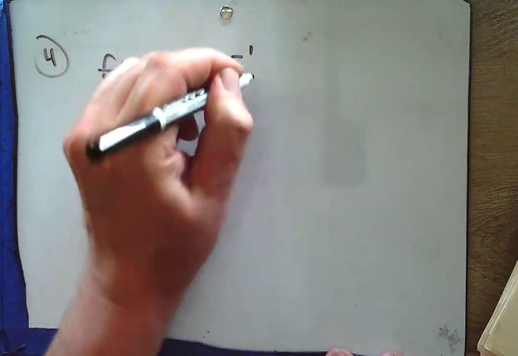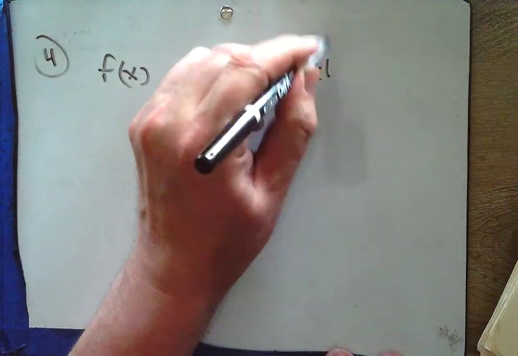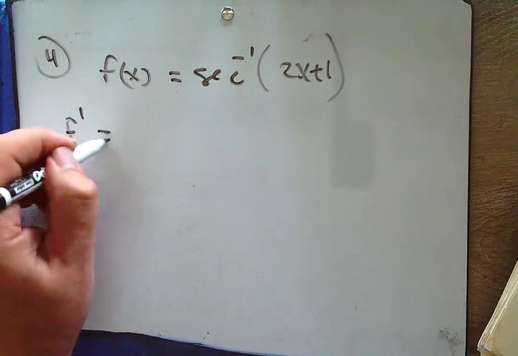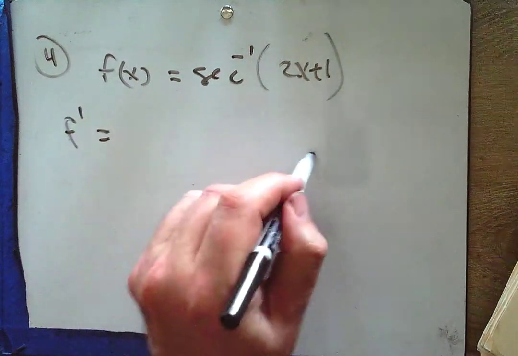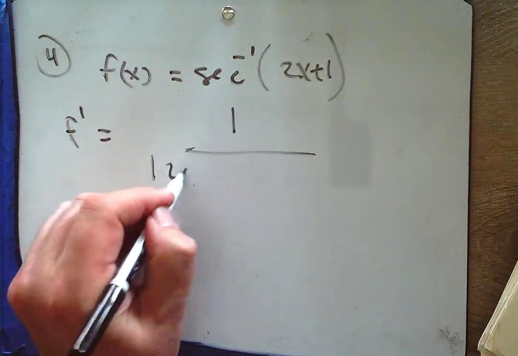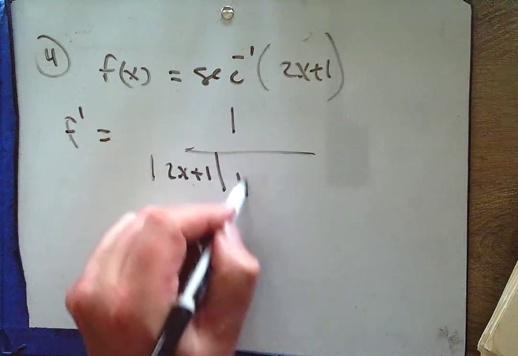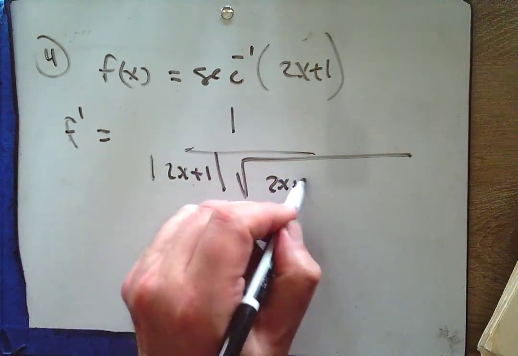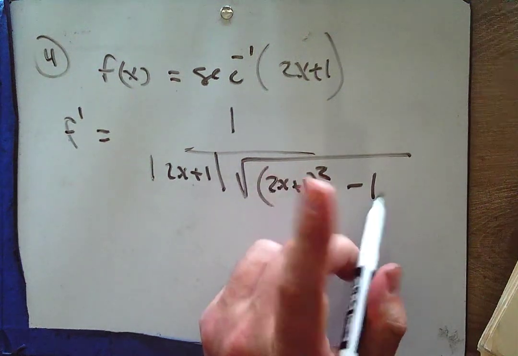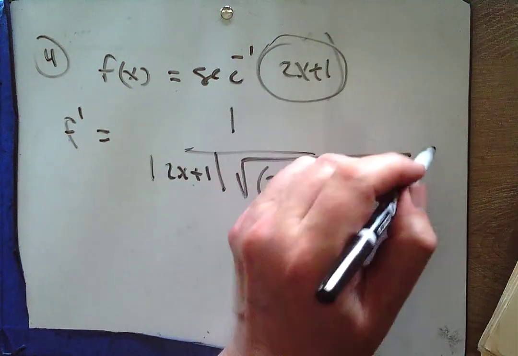Let's take a look at the fourth problem on station 3. The fourth problem says f of x equals secant inverse 2x plus 1. Okay, so then f prime, remember, inverse secant's derivative, 1 over absolute 2x plus 1 square root 2x plus 1 squared minus 1. Not quite done. Don't forget the derivative of stuff.